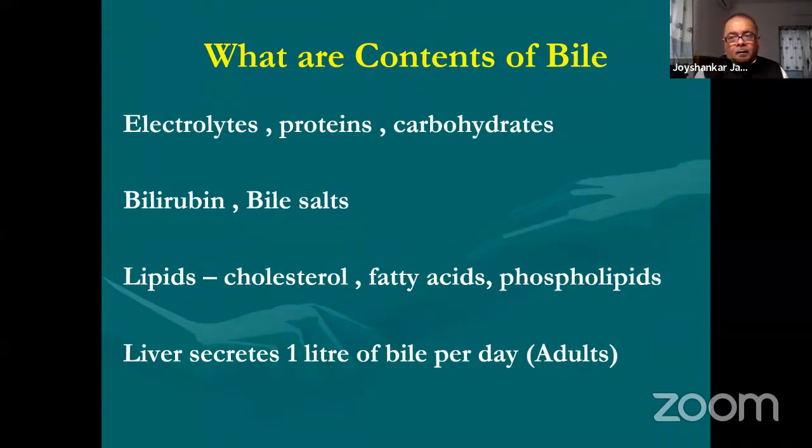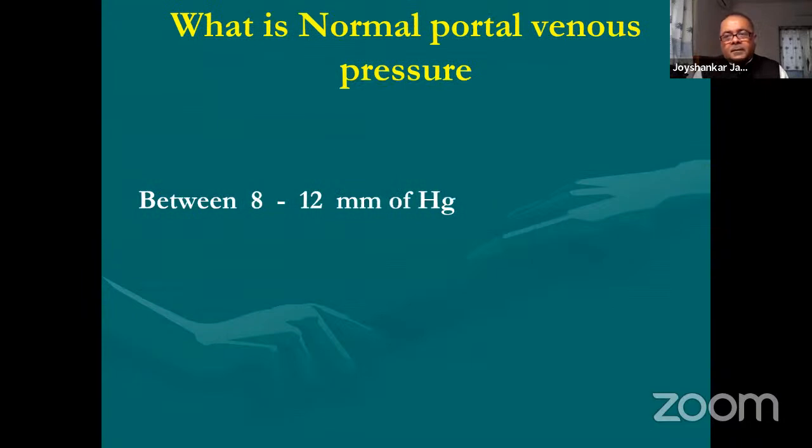Then, what is a normal portal venous pressure? Because if you are telling there are signs of portal hypertension, they will ask you what is the normal pressure. So, what is the normal pressure? It is between 8 to 12 millimeters of mercury.